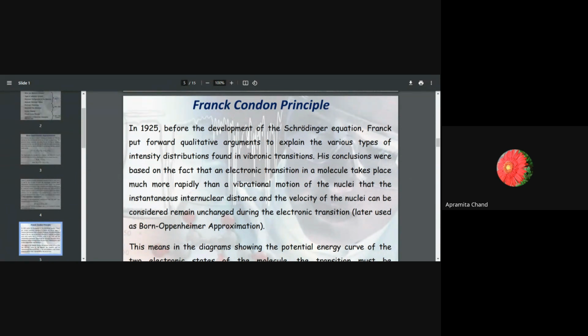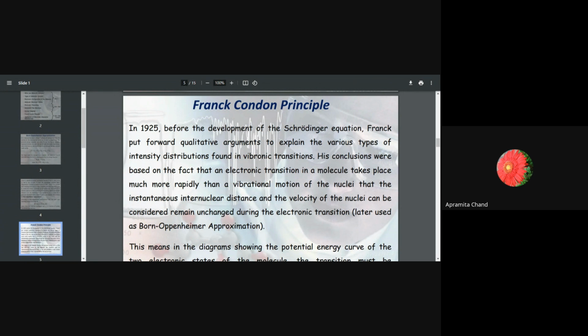We will see that. His conclusions were based on the fact that the electronic transition in a molecule takes place much more rapidly than the vibrational motion of the nuclei, such that the instantaneous internuclear distance and the velocity of the nuclei can be considered to remain unchanged during the electronic transition.